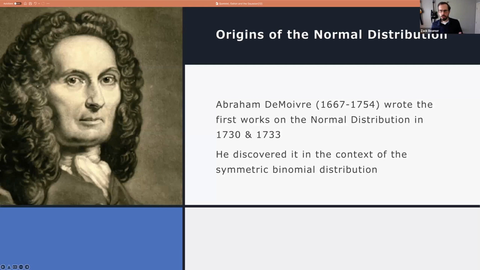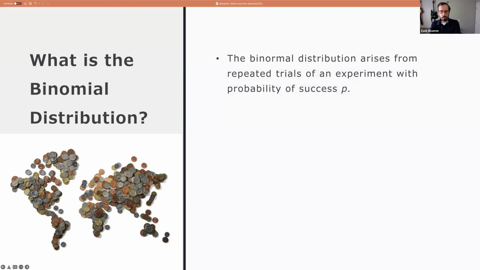So, some historical origins of the normal distribution. The first time we encounter anything related to the normal distribution is from Abraham de Moivre, a French mathematician who worked on it in 1770 and 1773, which came about in the symmetric binomial distribution. Let's talk about that for a second. What is the binomial distribution?